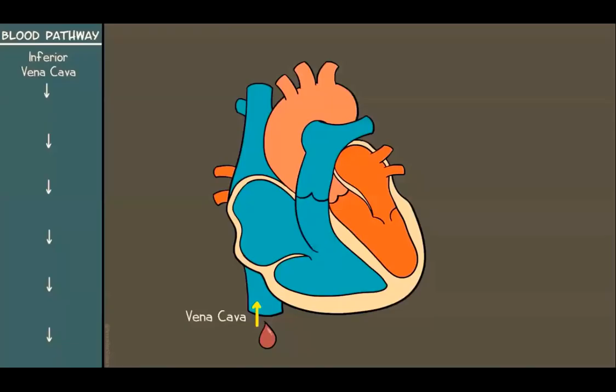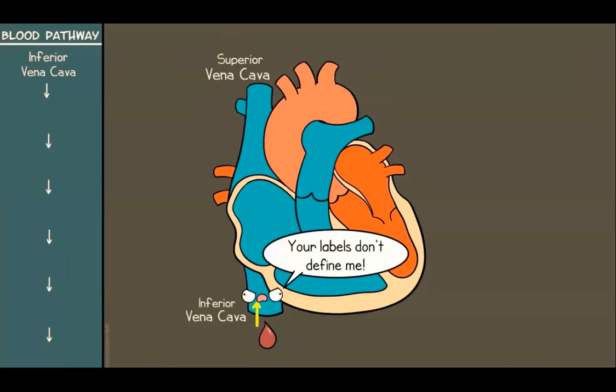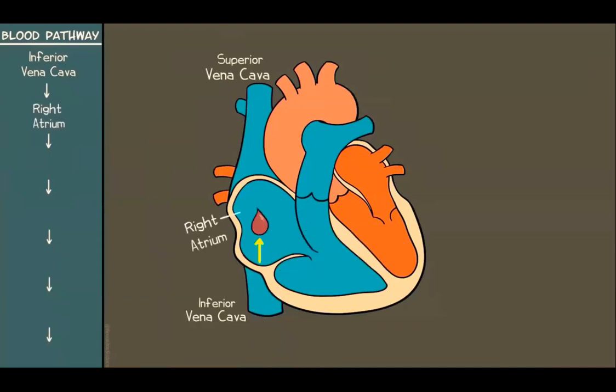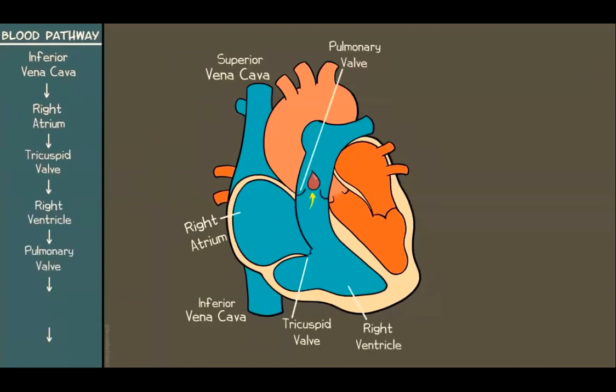It's going to get there through the vena cava, inferior vena cava to be specific, as the superior vena cava is above the heart. The blood enters the right atrium. The right atrium contracts, pushing the blood through the tricuspid valve into the right ventricle. The right ventricle contracts, pumping the blood through the pulmonary valve to the pulmonary artery.